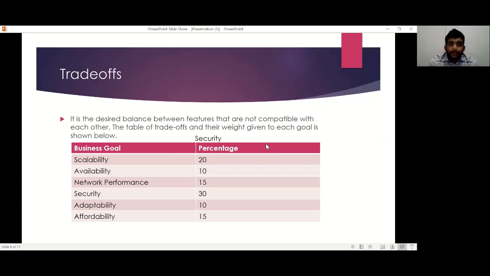Trade-offs. It is described as the balance between features that are not compatible with each other. Our main technical goals are, as said before, scalability at 20%, availability at 10%, and network performance at 15%. Security, as I said before, has been given the highest priority, at 30% in our network design, with adaptability at 10% and affordability at 15%.